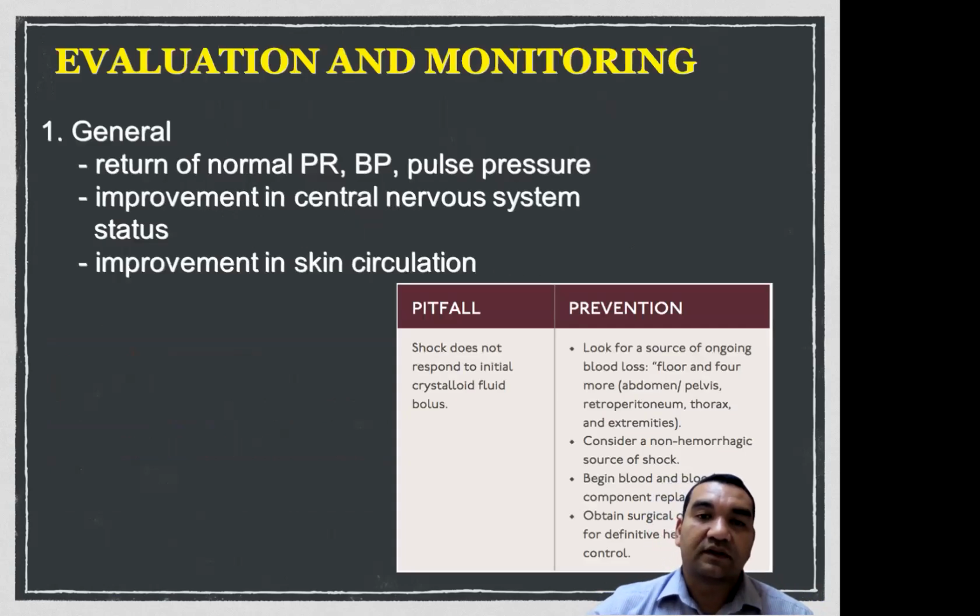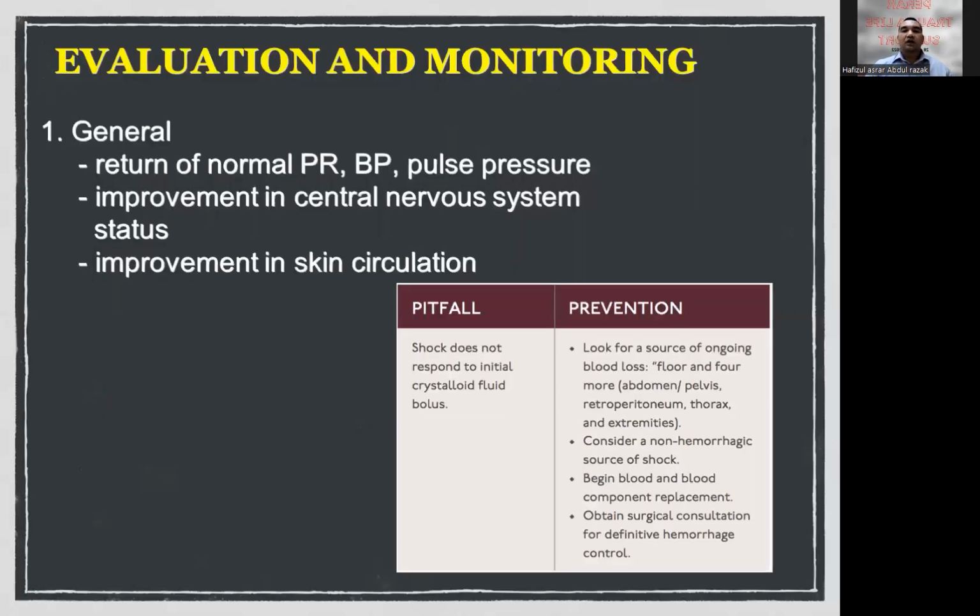Evaluation and monitoring. First, what do we need to check? Check the general condition of the patient, whether there is any return of normal pulse rate or BP, or whether the pulse pressure is normalized, because a patient with class 3 or class 4 shock will have a narrowed pulse pressure.